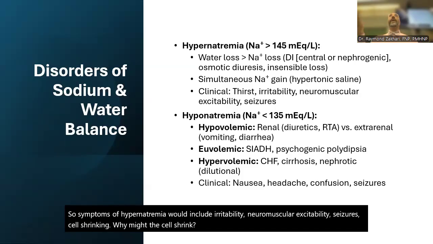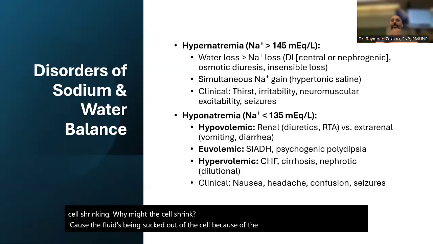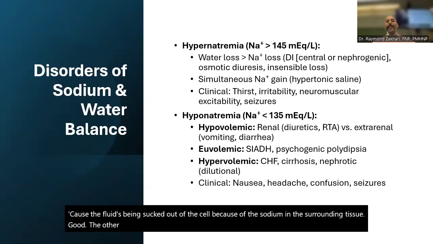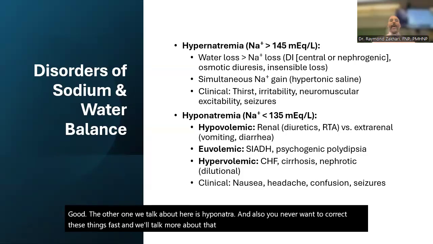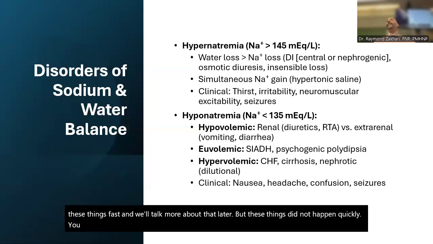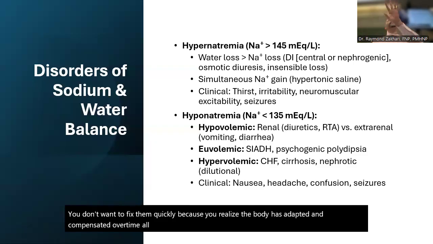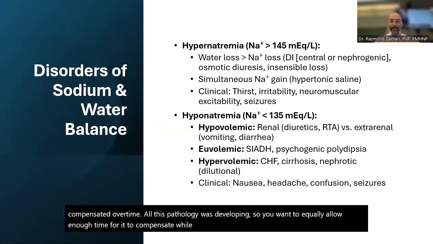Because the fluid's being sucked out of the cell because of the sodium in the surrounding tissue. Good. The other one we talk about here is hyponatremia. And also, you never want to correct these things fast. And we'll talk more about that later. But these things did not happen quickly. You don't want to fix them quickly because you realize the body has adapted and compensated over time while this pathology was developing. So you want to equally allow enough time for it to compensate while it's resolving.